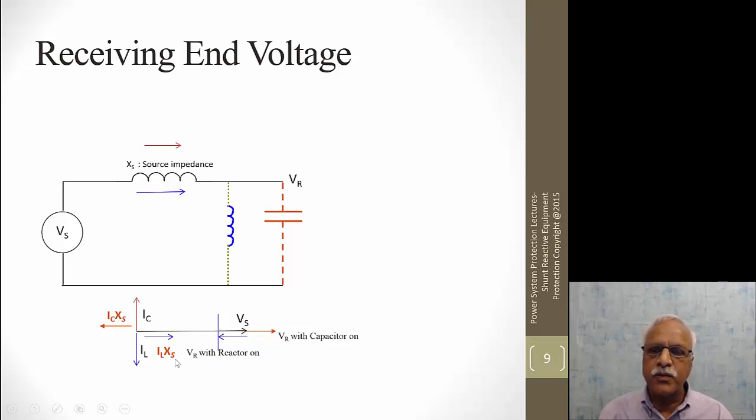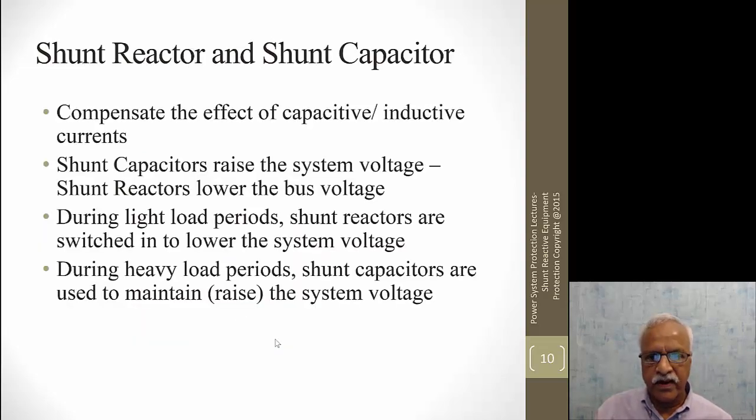Now if I switch this with a capacitor, the capacitive current is leading the sending end reference voltage, the equivalent source voltage, by 90 degrees. And then you similarly go through the equations, and you find that with a capacitively loaded system, the VR voltage is higher than the Vs voltage. If it is inductive, VR is less than Vs. So this is just an idea of what happens if you have inductive load and what happens if you have capacitive load.